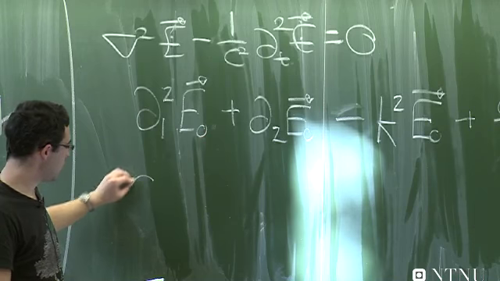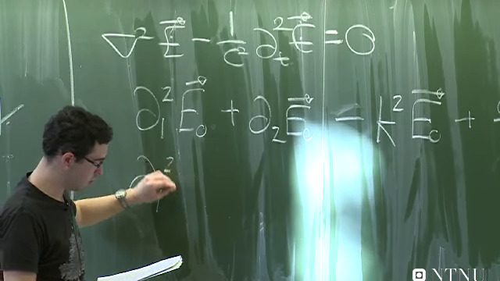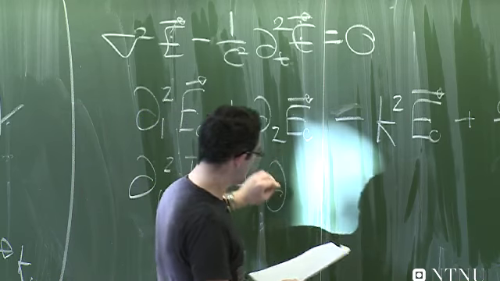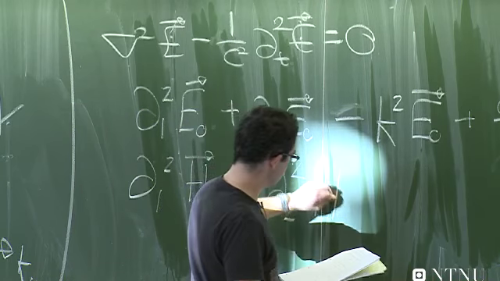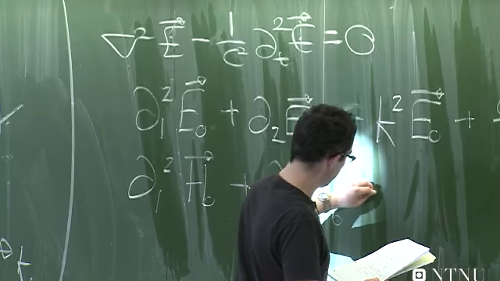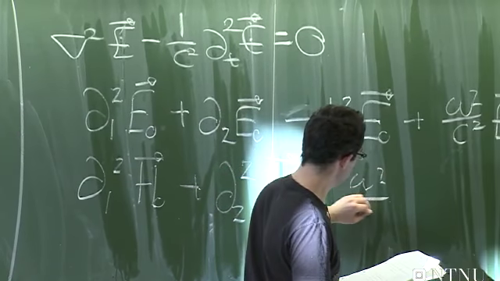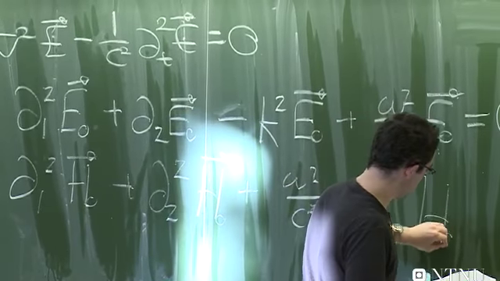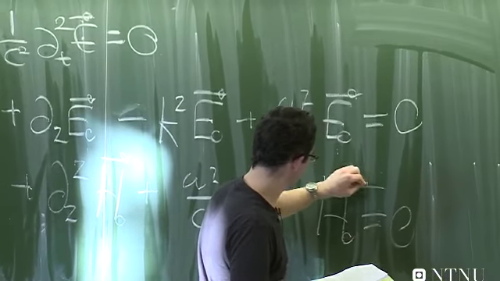And for the H field, you get the same thing: d1 square H naught plus d2 square H naught plus omega square over c square minus k square H naught equals 0.